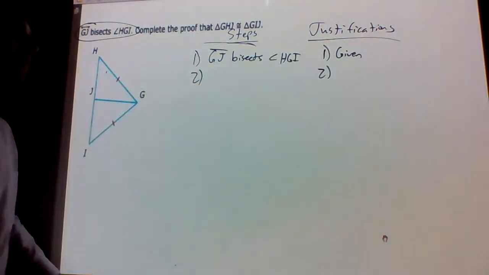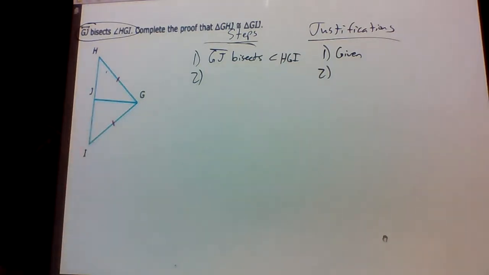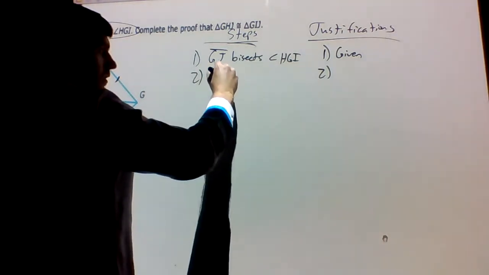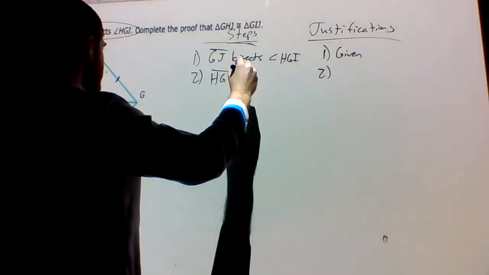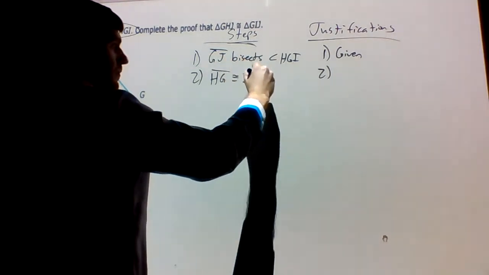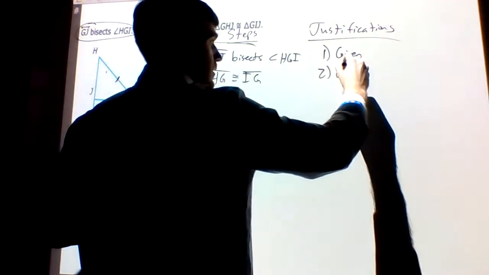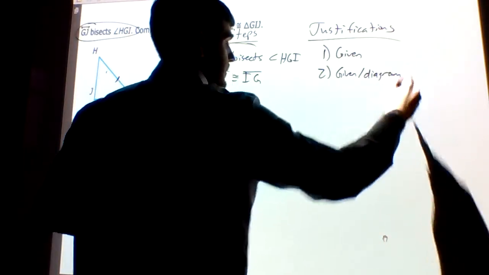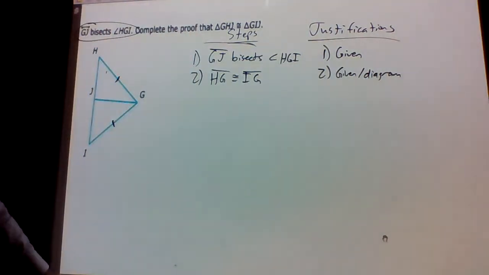And the other given we have, again, we have hash marks here. So HG is congruent to IG. This is given by the diagram. You just have to write given. I'm putting diagram there just so you know that this is coming from the diagram.